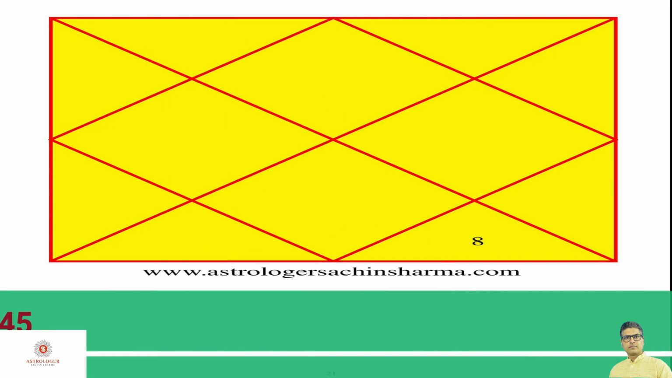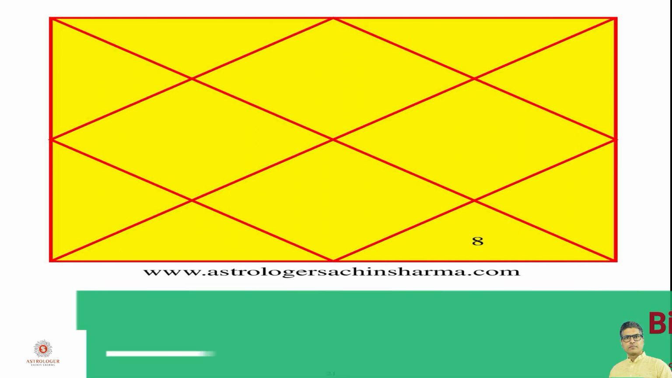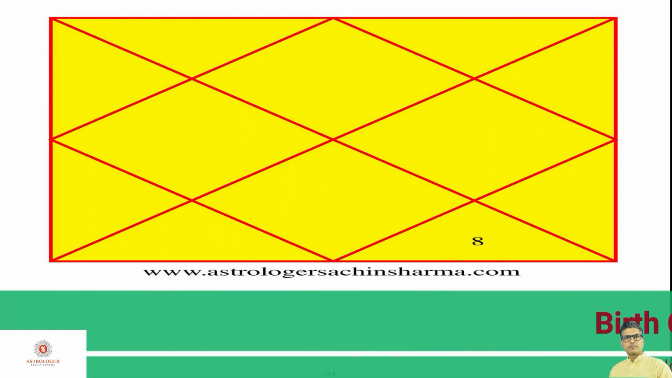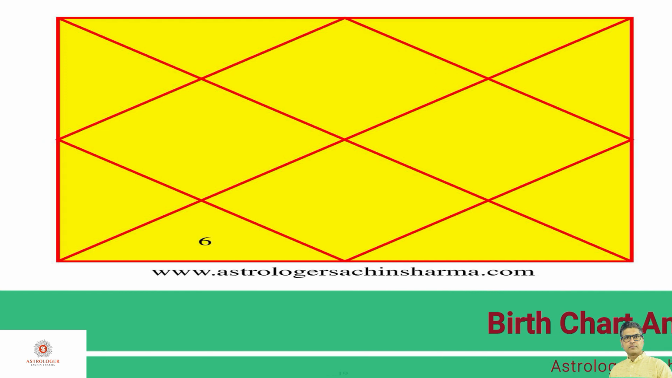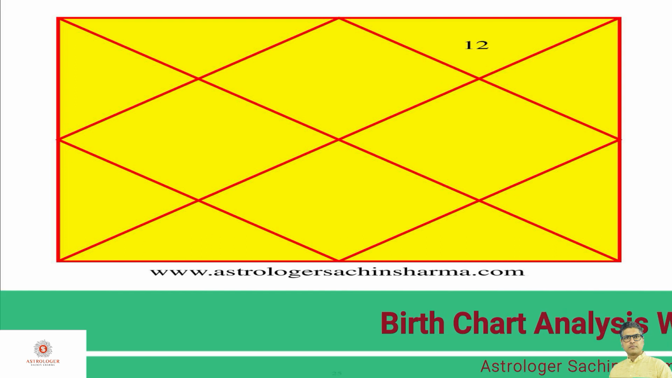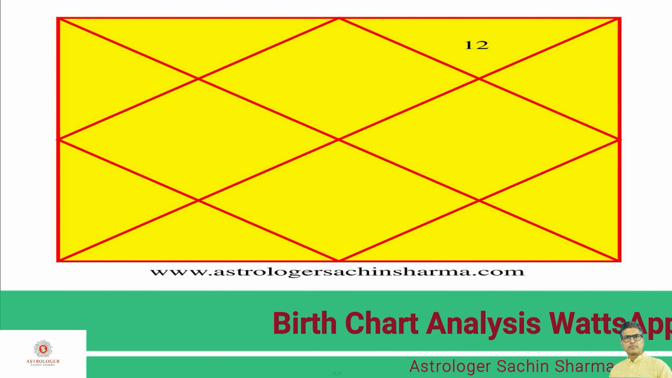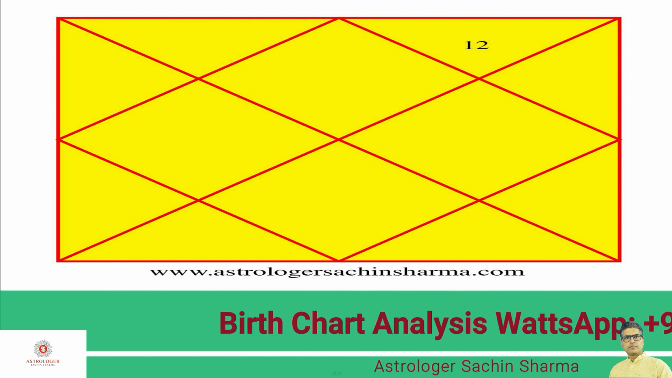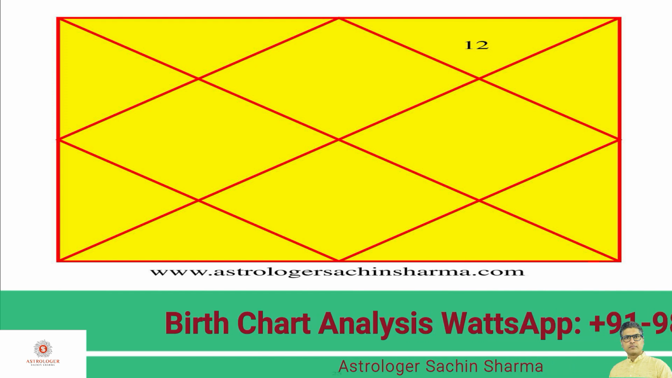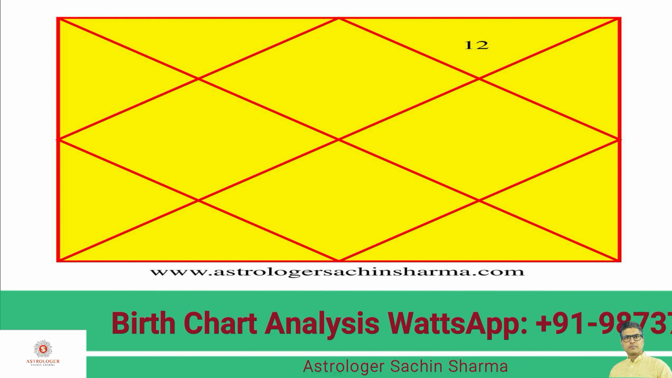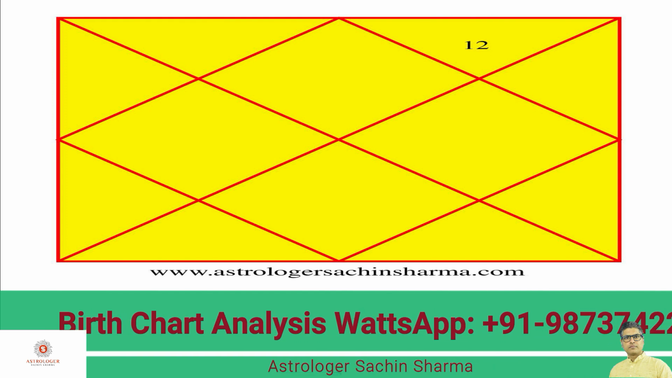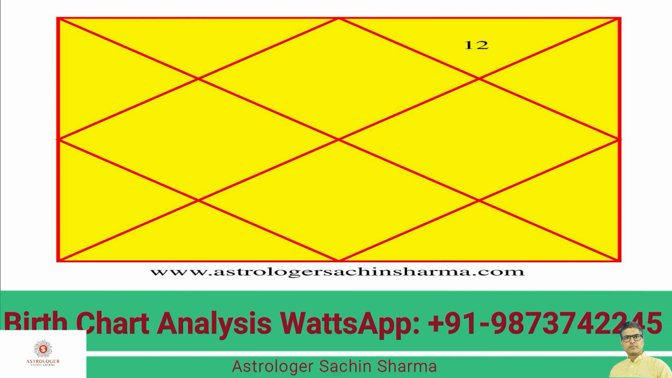Sixth house, eighth house and 12th house are considered as bad houses. These are the bad houses of a birth chart, as we have already discussed that these houses belong to diseases, death, accidents, loan, enemies, etc. So that is why these houses are not considered good houses and represent bad houses in a birth chart.